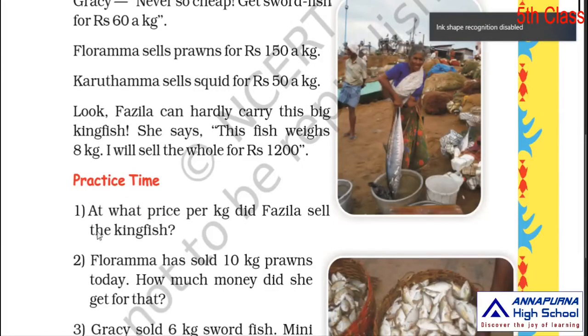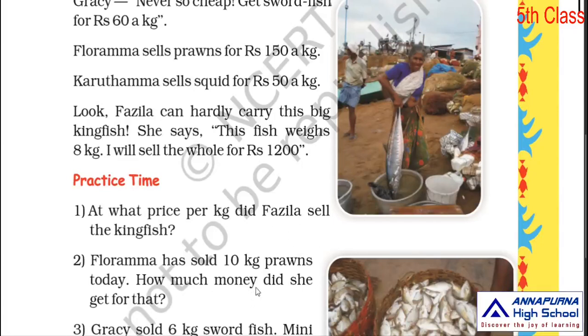Now practice time. At what price per kg did Fazila sell the kingfish? Now if we observe Fazila, it is 8 kgs, 1200 rupees. Fazila can hardly carry this big kingfish. She says, this fish weighs 8 kgs. I will sell the whole. That means the 8 kgs fish cost is 1200 rupees. At what price per kg? Here he is asking per kg. What is the cost of 1 kg fish?